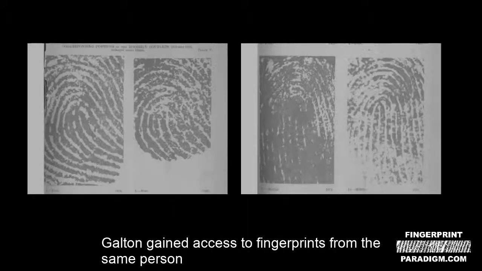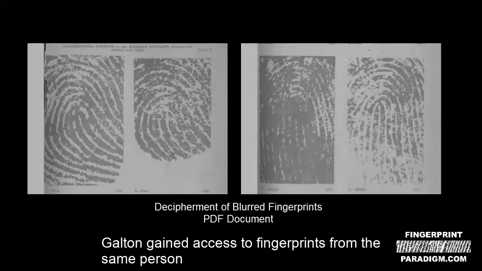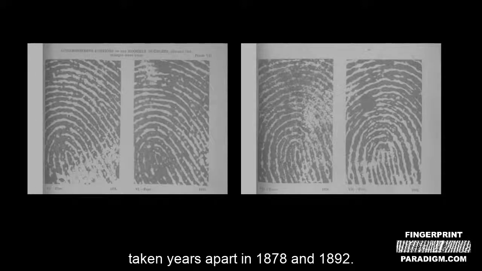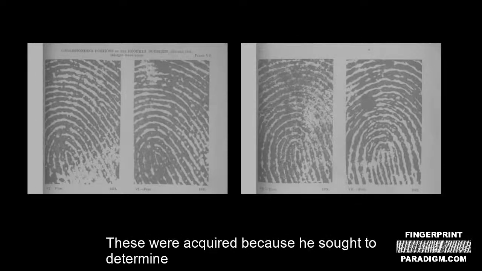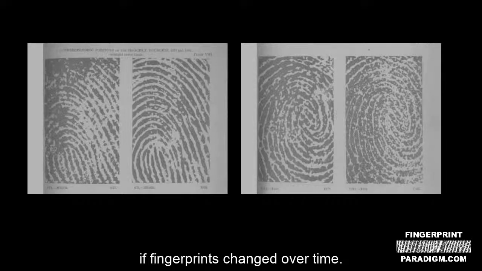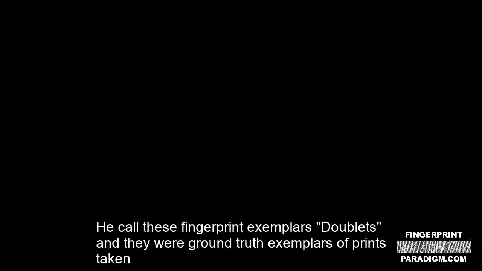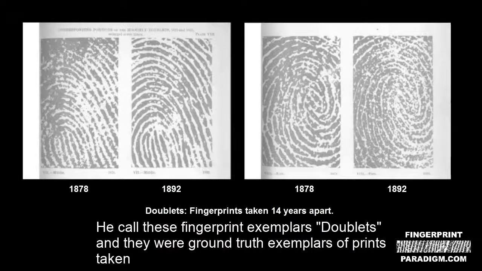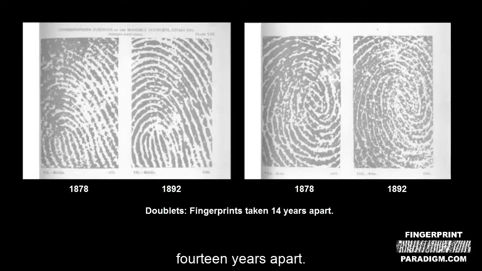Galton gained access to fingerprints from the same person taken years apart, in 1878 and 1892. These were acquired because he sought to determine if fingerprints changed over time. He called these fingerprint exemplars doublets, and they were ground truth exemplars of prints taken 14 years apart.